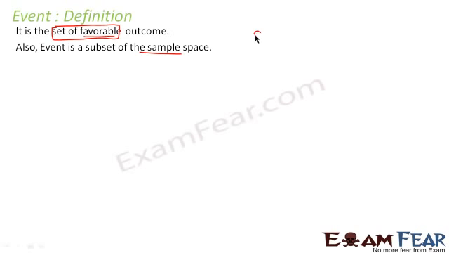So when we have a sample space, for example, we throw a die, 1, 2, 3, 4, 5, 6, then in that case you can have an event. I'll explain both things in detail. An event can be odd numbers or even numbers as the outcome. So this will be a sample space, plus it should be a favorable outcome.